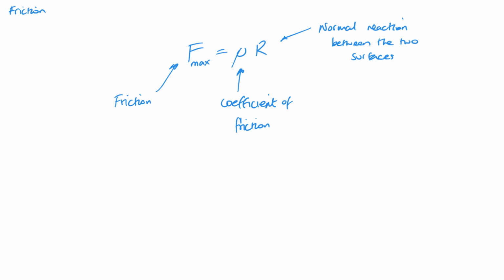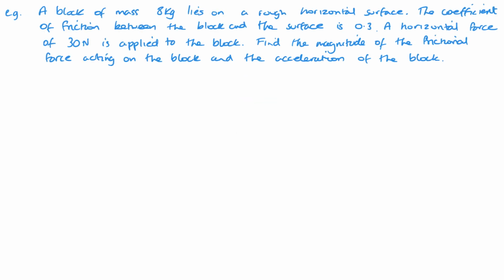So let's look at an example. I've got a block of mass 8 kilograms lying on a rough horizontal surface. So quick diagram, block 8 kilograms. The coefficient of friction between the block and the surface is 0.3, so mu equals 0.3. A horizontal force of 30 newtons is applied to the block. Find the magnitude of the frictional force acting on the block and the acceleration of the block.